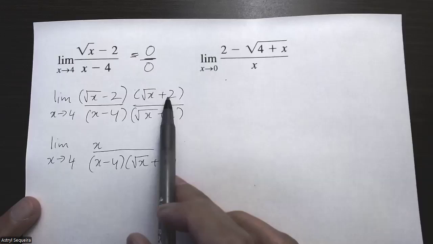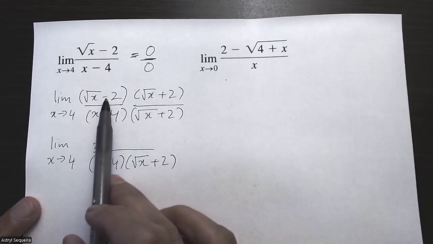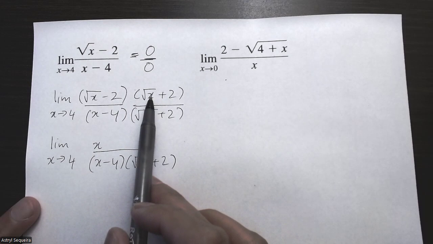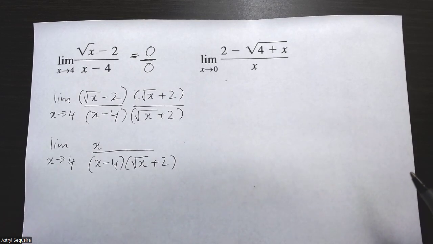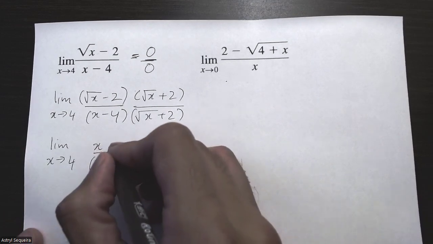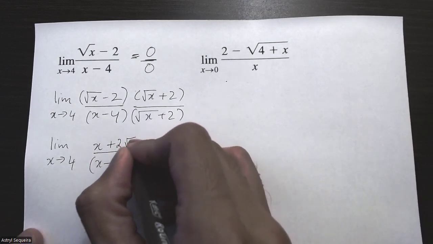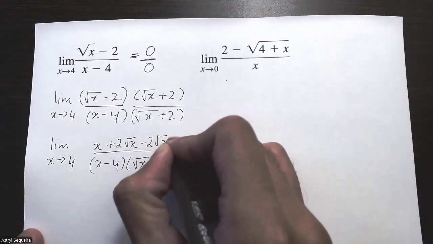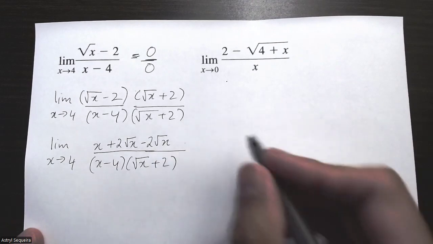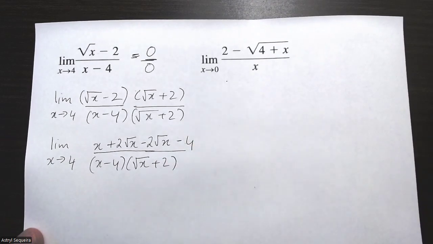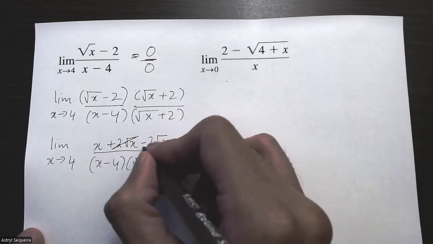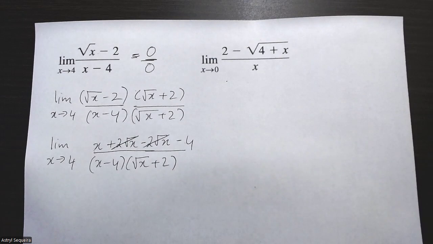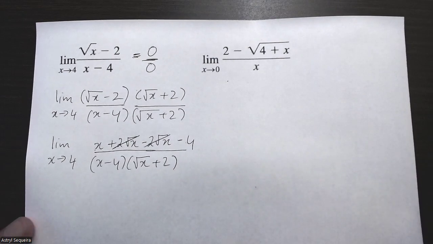Root x times 2 is 2 root x, and negative 2 times root x is negative 2 root x. Those two middle terms will always cancel each other out. That's the whole point of rationalizing. I'll write it down for this first question so it makes sense to you. And then negative 2 times 2 is just minus 4. As you can see, these two terms are identical but opposite signs, so they'll cancel out, and these two will cancel out in every rationalizing question. So just keep that in mind.